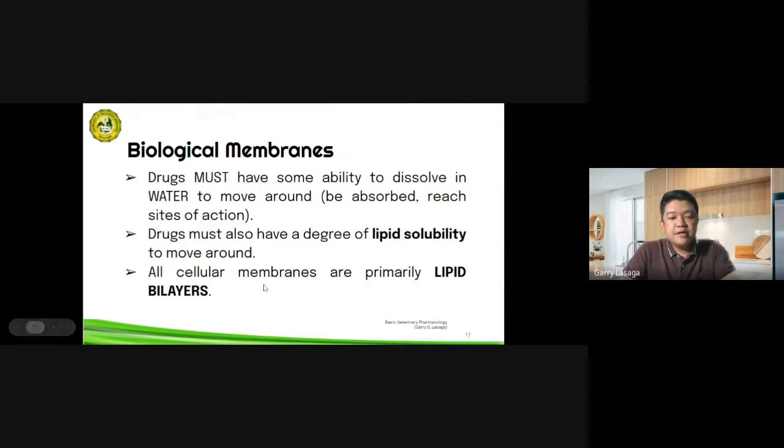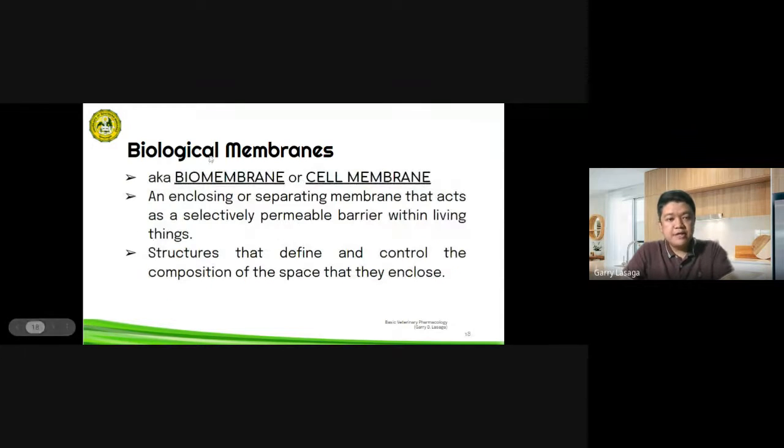It is said that all cellular membranes are primarily lipid bilayers. This means that all cell membranes are made up of lipid molecules arranged in a bilayer. When we say biological membranes, the other name for that is biomembrane or cell membrane. This is an enclosing or separating membrane that acts as a selectively permeable barrier within living things, a structure that defines and controls the composition of the space that it encloses.